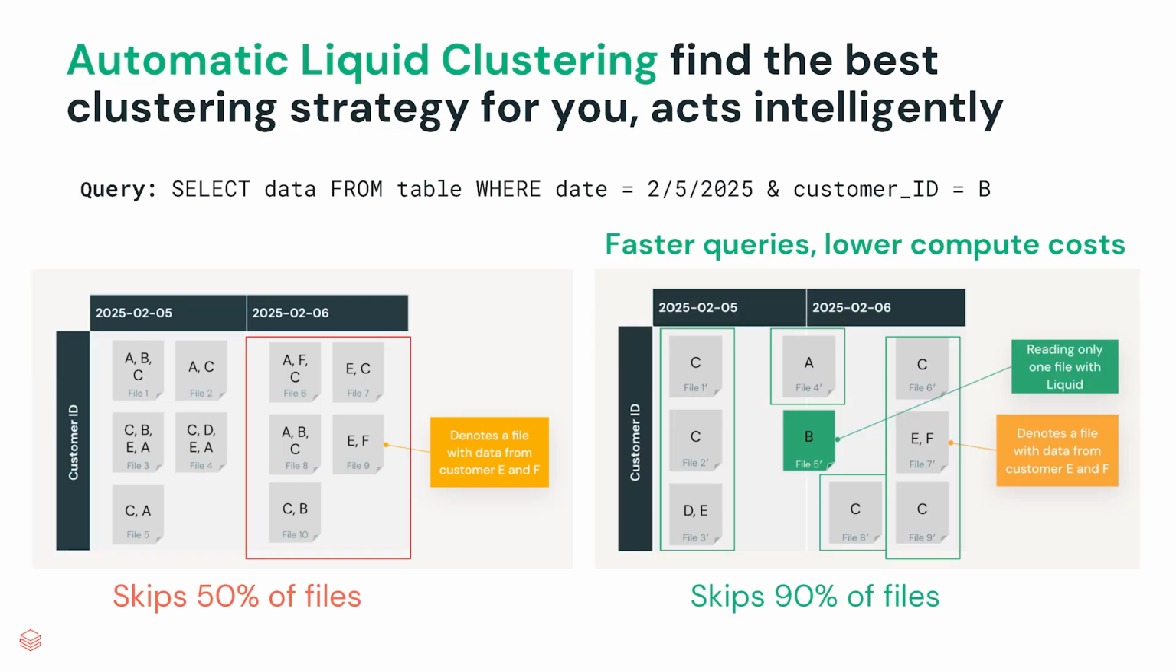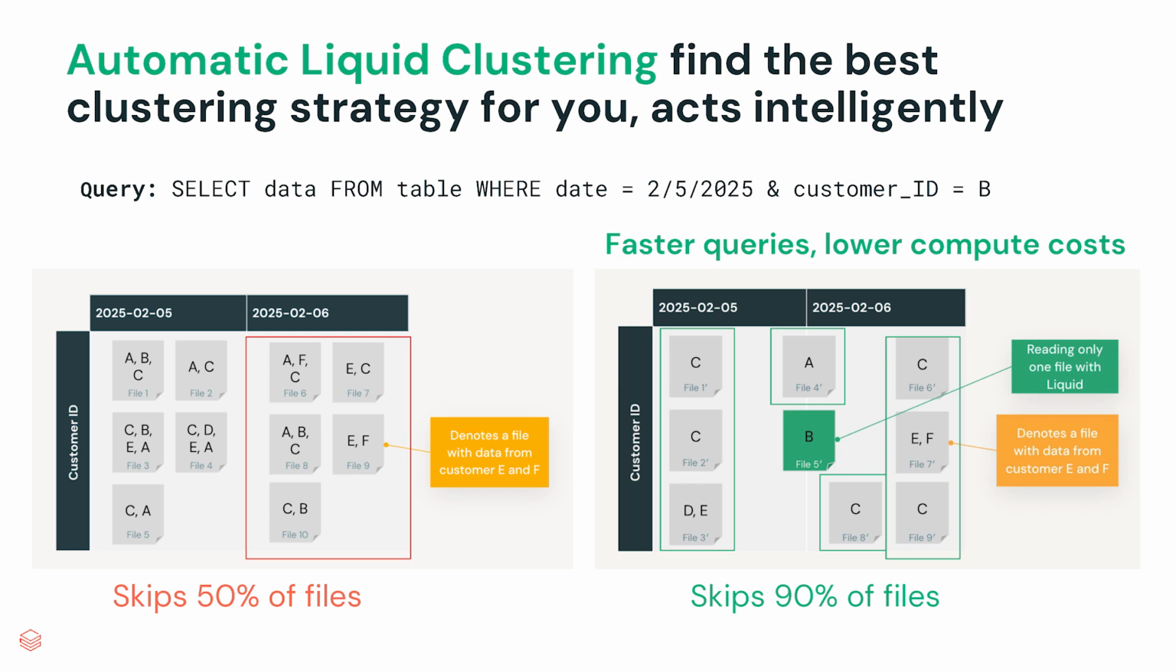Number 2, we've got automatic liquid clustering. So not just liquid clustering, it's automatic liquid clustering. And so just to explain what's going on here conceptually, let's say I have a query. Select data from the table where it's February 5th, customer ID is B. As you can see here on the left side, as data is ingested, it just is ordered by date, so that's great. But when you're querying that data, you're only able to skip 50% of the files, okay? So it's not in February 6th, it's February 5th, so I'm gonna look in these, and then I'm gonna find customer B. You can skip 50% of the files.